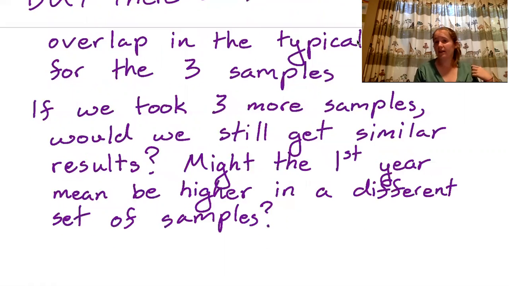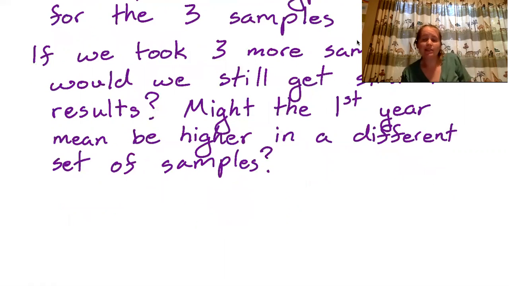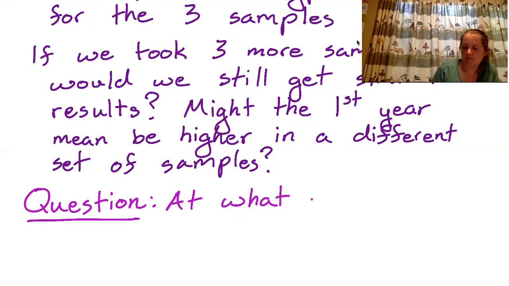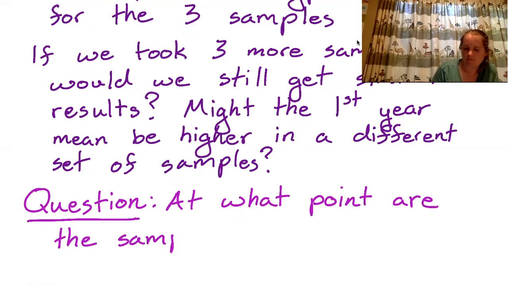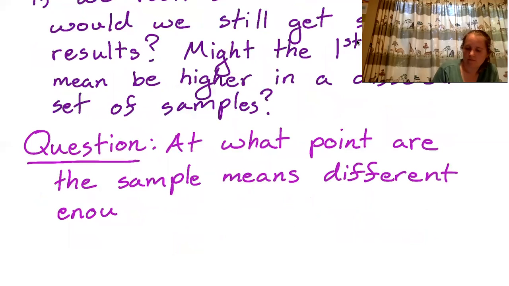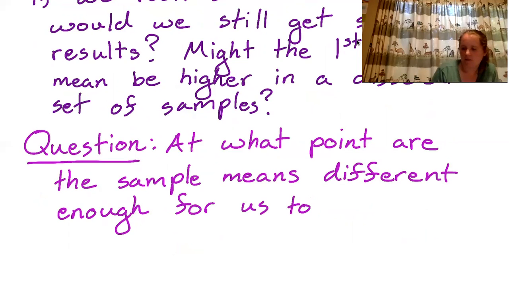So essentially, what we're looking at in one-way ANOVA is at what point are the sample means different enough for us to conclude that the population means must also be different? So a big question.